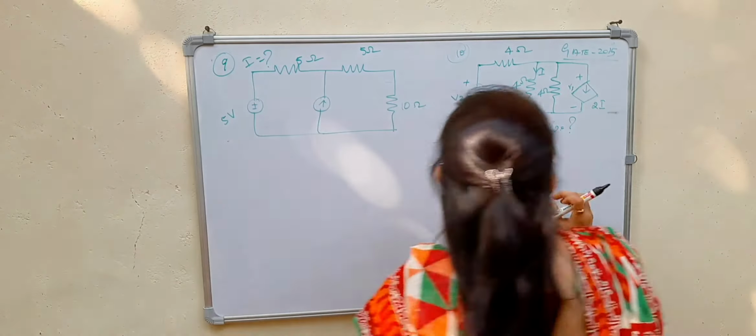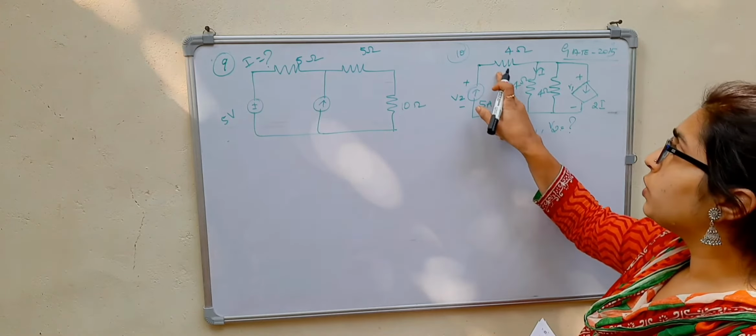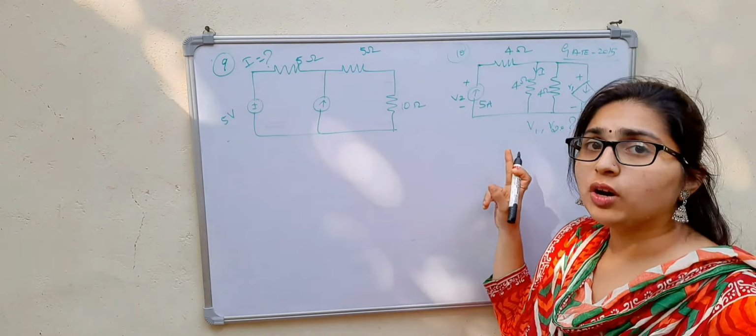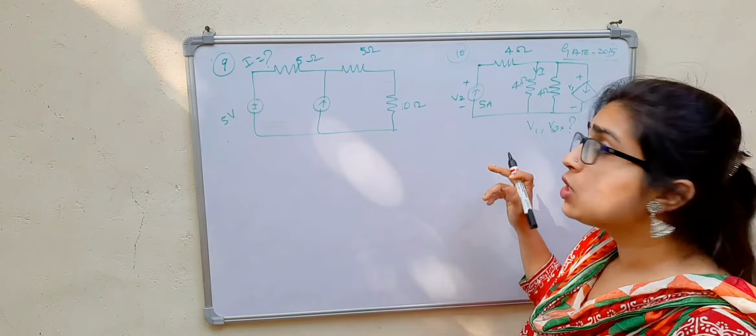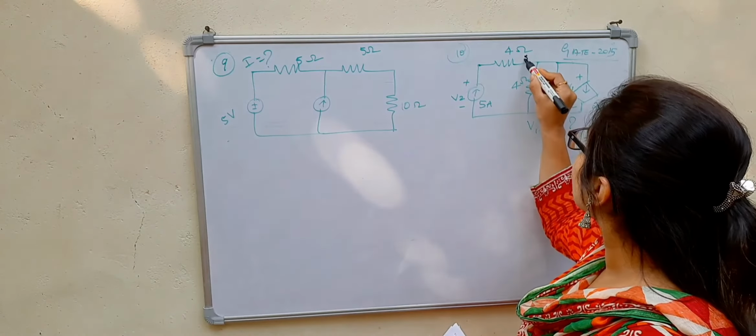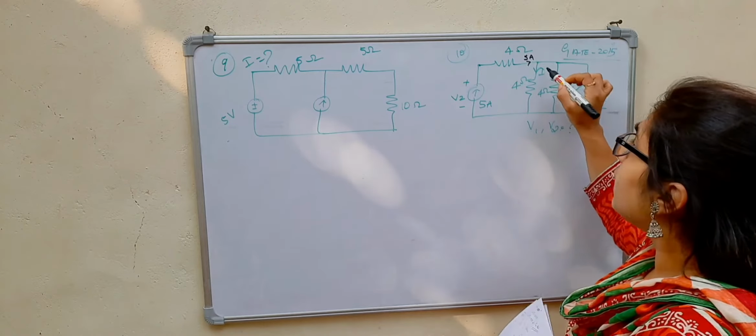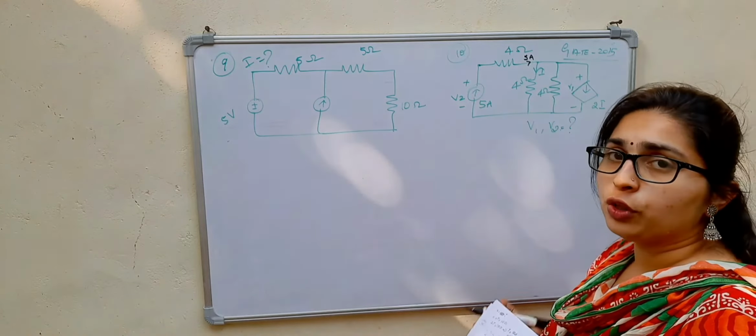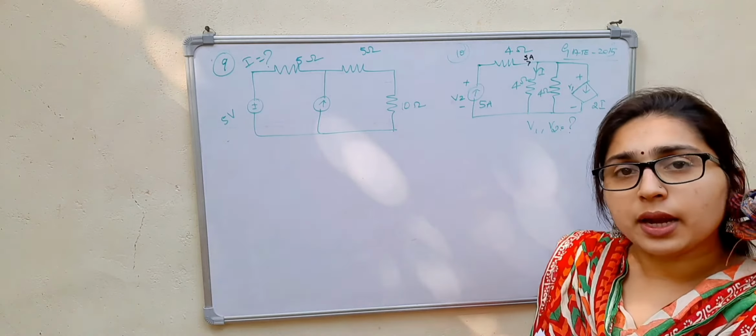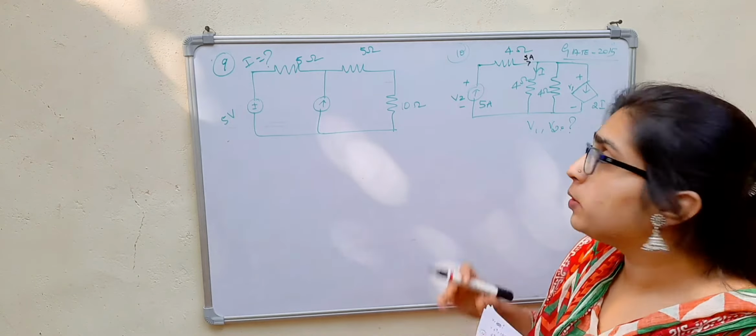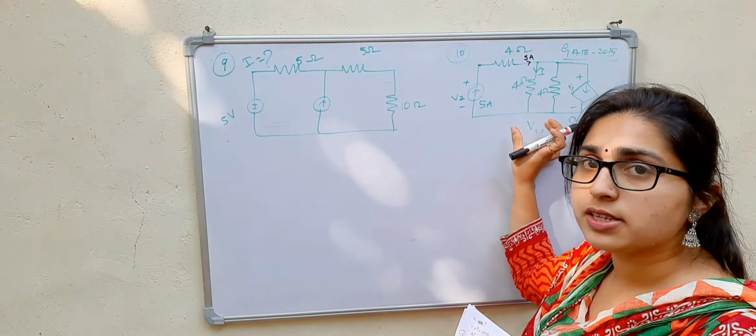So here we can consider the 5 ampere. In the resistor, this will not affect your current from the current source, so I can consider this as 5 amperes. See, this is the current I which is flowing through the 4 ohm resistor. We can apply the current divider rule because they are parallel resistors.